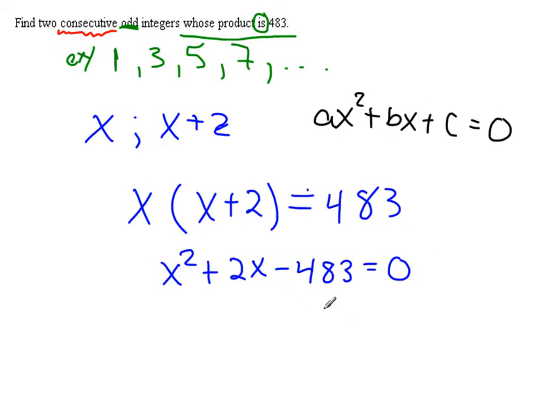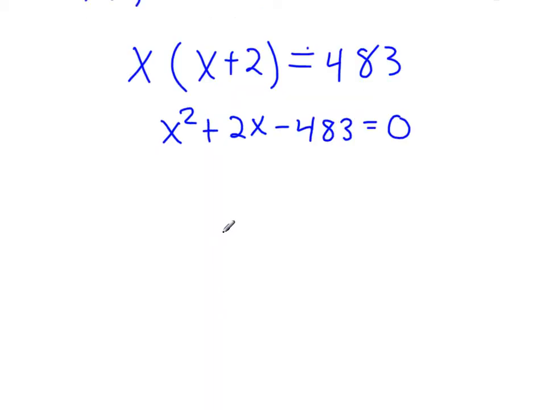And if you're able to go ahead and factor 483 and find what two factors of it add up to 2, go for it. I'm not super great with my multiplication tables, so I'm going to go ahead and do an easier route. You can factor this, though. Give it a shot if you want to. What I'm going to go ahead and do is use the quadratic formula.